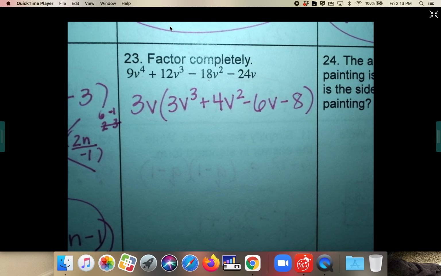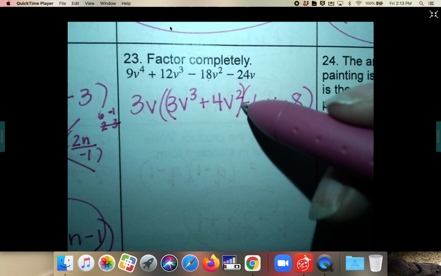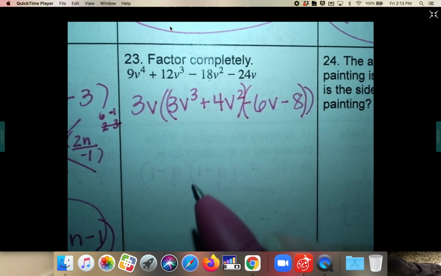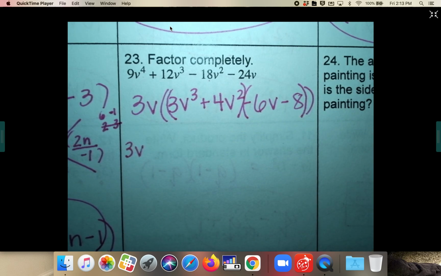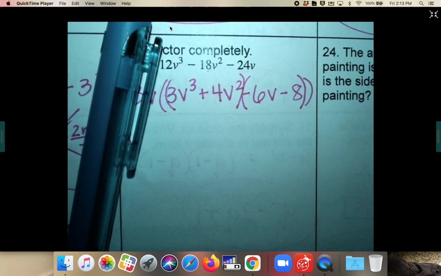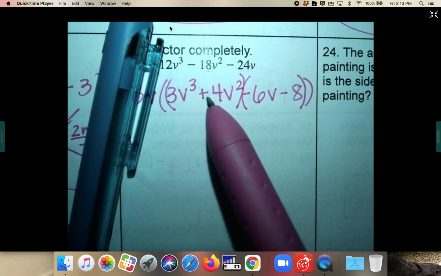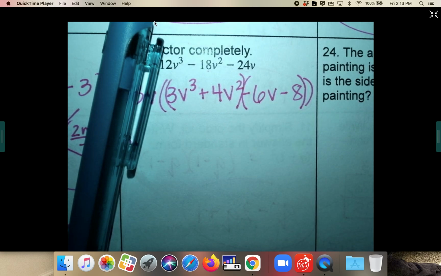All right, next we still have 4 terms and none of them have a like term anymore in it, so we are going to have to group them. All right, so don't forget the 3v. It's going to be part of my answer, but I just want to leave it alone for a sec, and I kind of want to ignore it and not think about it for a minute. What's the greatest common factor I can pull out of 3v cubed and 4v squared? It would be just v squared.